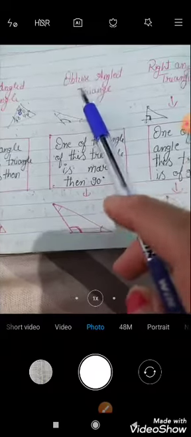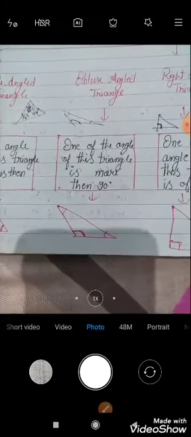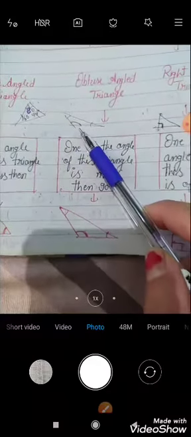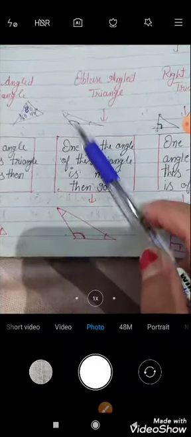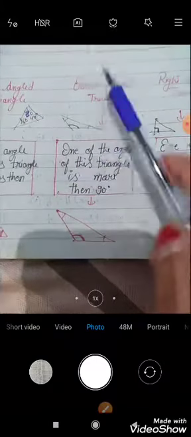The second kind of triangle is the obtuse angle triangle. If one of the angles of any triangle is more than 90 degrees, then this triangle is known as an obtuse angle triangle. Suppose we have a triangle whose one angle is more than 90 degrees and the other 2 angles are less than 90 degrees, then this triangle is known as an obtuse angle triangle.